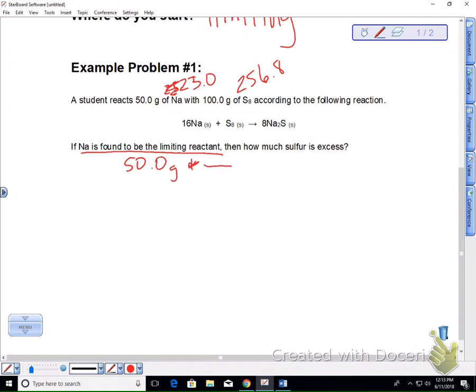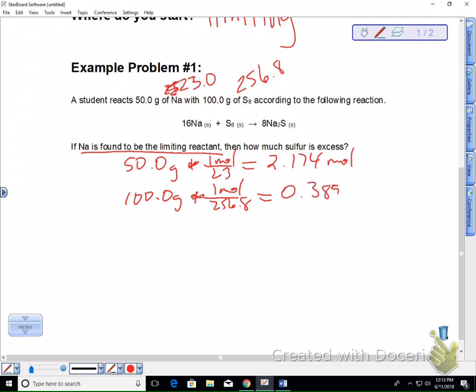I know you can all do mole conversions. So 50 grams of sodium comes out to be 2.174 moles. And then for the 100 grams of S8, 0.3894 moles. Now we're told sodium is limiting, so I don't have to divide by the coefficients or anything, but to do my excess calculation, I need to know the moles of my limiting, which is the sodium. So that's where we're going to start this.